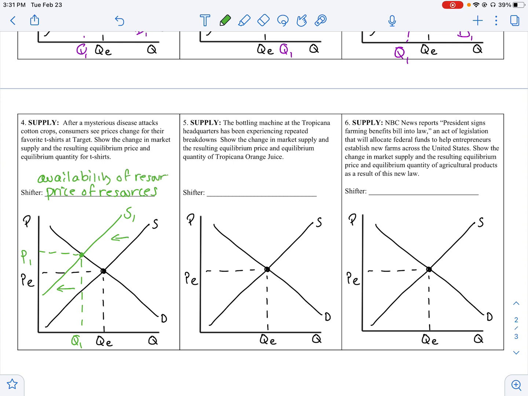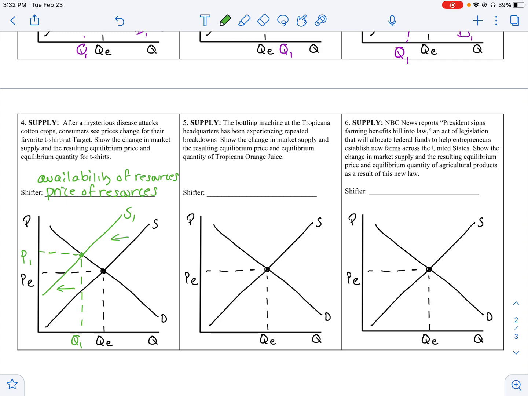So, there's no holy grail of what these are called. Sometimes different textbooks are going to call them different things, but there is no shifter of supply that's natural disaster. Unforeseen events and natural disasters destroy resources. So then the availability of resources becomes the reason why these things become more expensive, because the materials that we need to produce these t-shirts are so scarce that the ones that are available are more expensive.